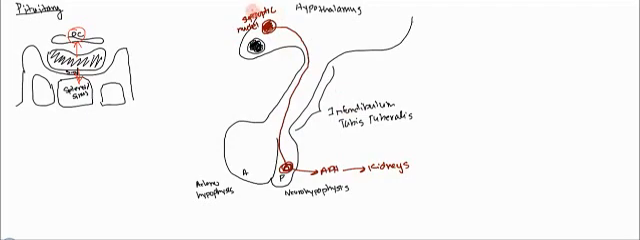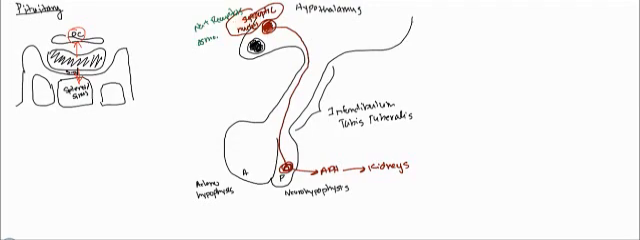So within the supraoptic nuclei, what you have is sodium receptors, which are looking for the osmolality, right? So it's looking for the osmolarity of the blood, and of course, if it's too high, it's going to secrete ADH so that you can retain more water.